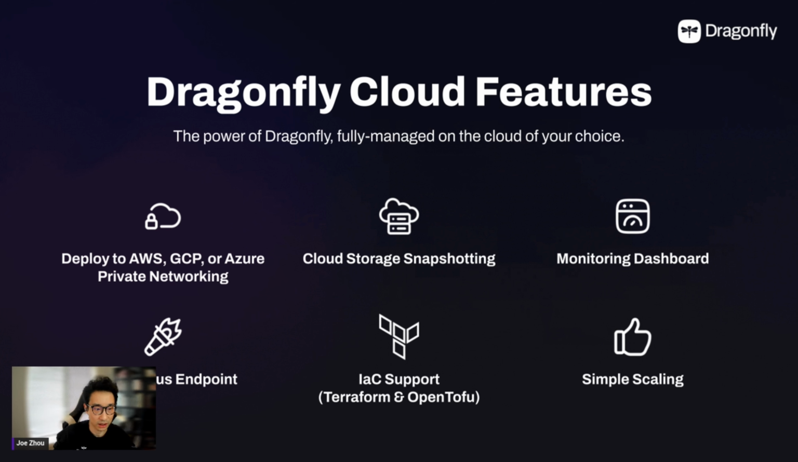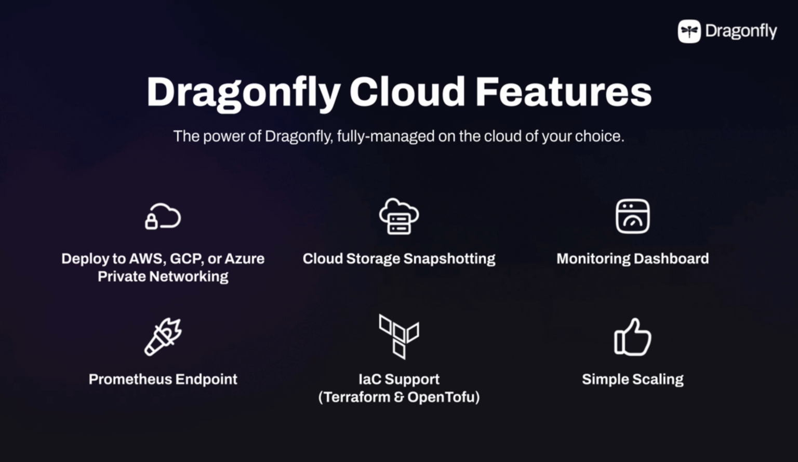Awesome. Currently, we're on all three major cloud providers: AWS, GCP, and Azure. And yeah, we recommend all our customers running Dragonfly in production to use private networks because it's more secure, it's faster, and it reduces the data transfer cost and latency because it sits right next to your application code, right? We support other features like snapshotting to cloud storage like S3.